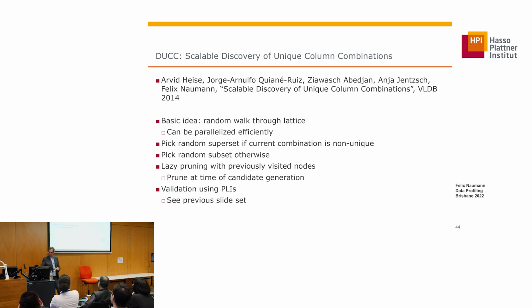And then the idea is, should be on the next slide. Yeah, exactly. The idea is that we then go up and down in that lattice to find the border of uniques and non-uniques. I'll show you the visualization in just a second. So if the current combination is non-unique, we go up. If the current combination is unique, then we go down, and we go up and down through this lattice, do some pruning, efficient validation.